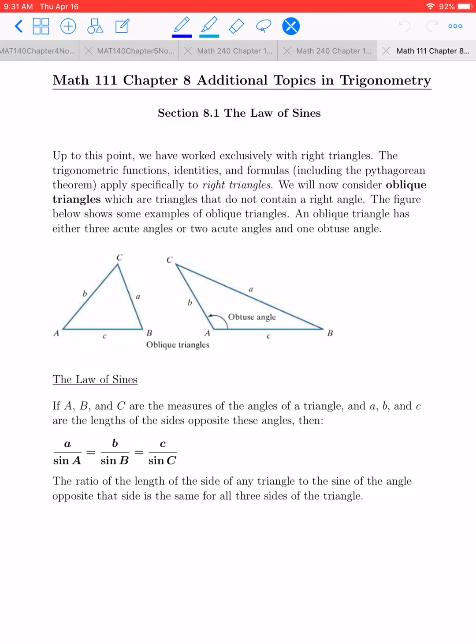An oblique triangle has either three acute angles, meaning three angles, all of whose measure is less than 90, or it can have one obtuse angle and two acute angles, like the second triangle. The law of sines says the following. So typically in this section, we'll denote the angles using capital letters A, B, and C, and the corresponding sides that are across from those angles will be denoted by lowercase letters a, b, and c.